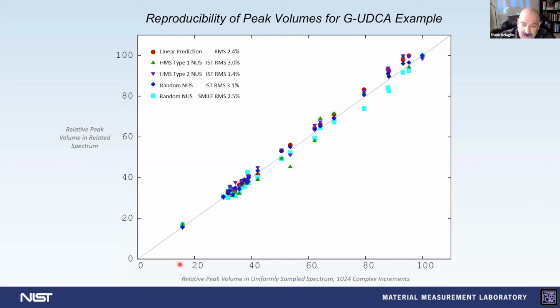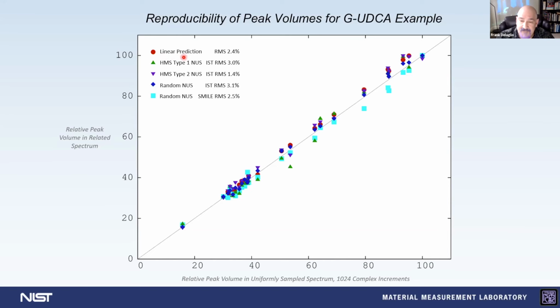What we see here are volume measurements made on the original uniformly sampled data compared to volume measurements made on the conventional data with linear prediction, the non-uniformly sampled data reconstructed with IST and 3 different sampling schedules, and the random non-uniformly sampled schedule also reconstructed by SMILE. Okay, so all of these methods have about the same uncertainties in determining the volumes, and the uncertainties in the volumes are due primarily in this case to systematic distortions in the measured spectrum, not to the reconstruction, which is why all of these methods give about the same results. And the non-uniformly sampled spectra give results that are about as good as results that come from the conventional data with linear prediction.